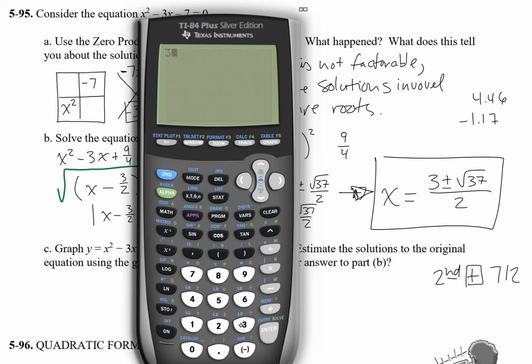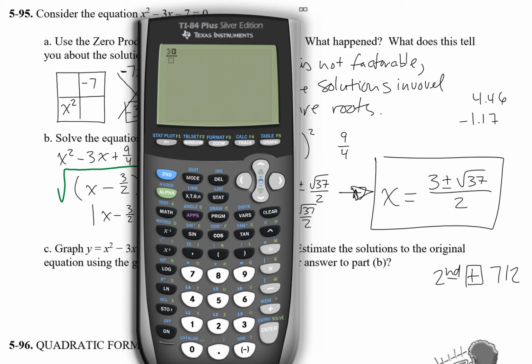So I'm going to say 3, and then I'll do plus the square root of 7. I want to clean this up. I'm going to enter this whole thing as a fraction. So let me show you again. I'm going to hit second, then alpha, and then this y equal button, and I grab the fraction template.